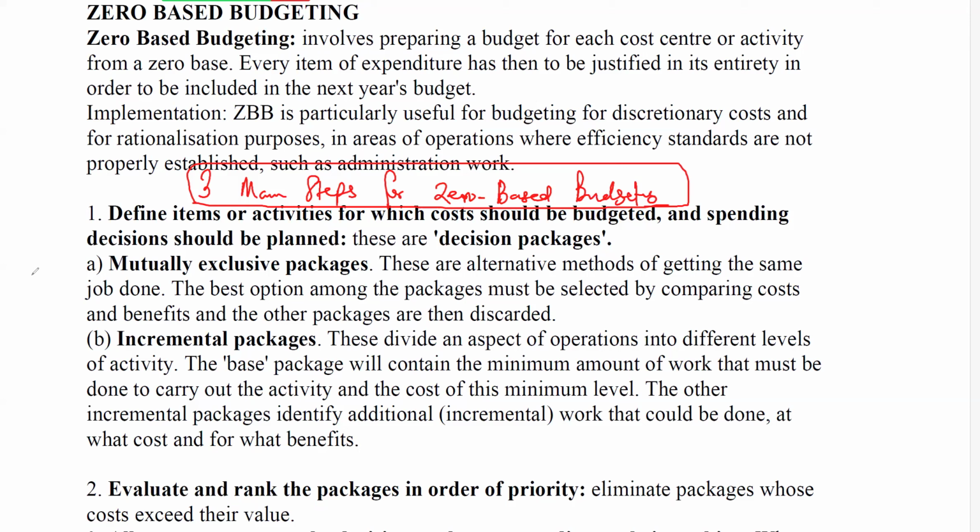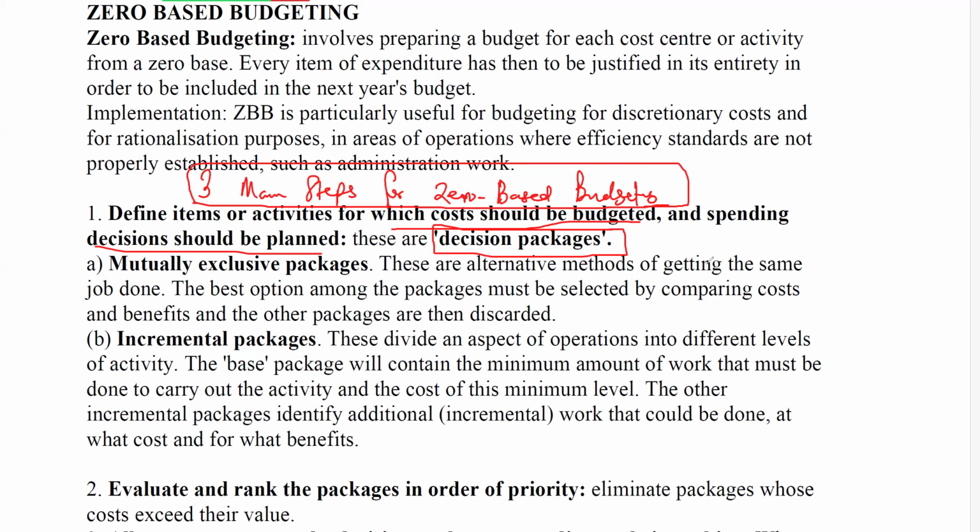The first step is to define the items or activities for which the cost should be budgeted, and spending decisions should also be planned. These are what we call decision packages, like the hair extensions, the food, the things that we talked about. What are you going to take decisions about? Now, these decision packages could be things that you cannot have at the same time, so we decide by comparing cost and benefits and considering other packages.